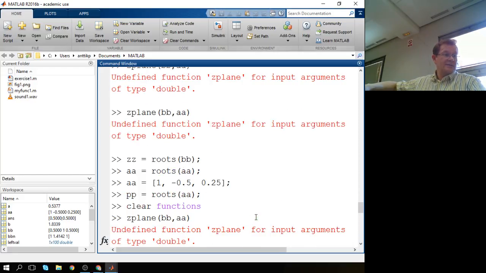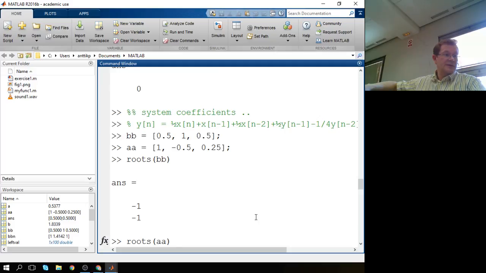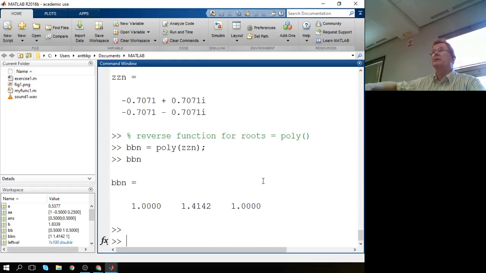So basically, I didn't change that much. The original had the multipliers half, 1, half. Now I have half, 1 over square root of 2, and half. So only one term actually changed here.